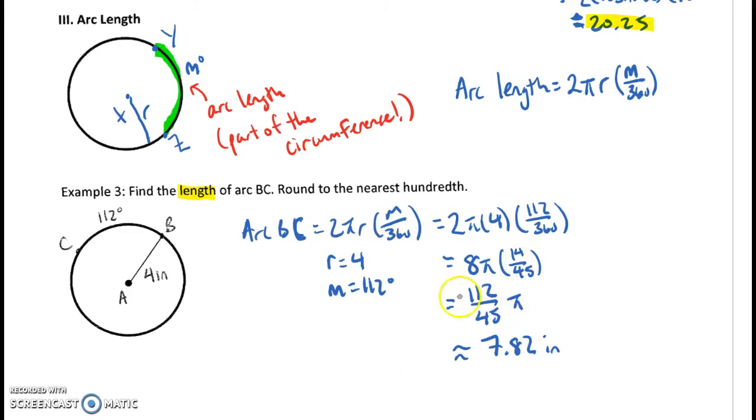So I did it both in terms of pi, so you guys can see what it would look like in terms of pi, but also rounded to the nearest hundredth. And because we're talking about length, it's not square inches, it's just plain old inches. Okay? 3 formulas, or 3 ways to really solve today. And we'll be practicing this in class. Make sure you do go back and review how to find the area of that triangle, though.